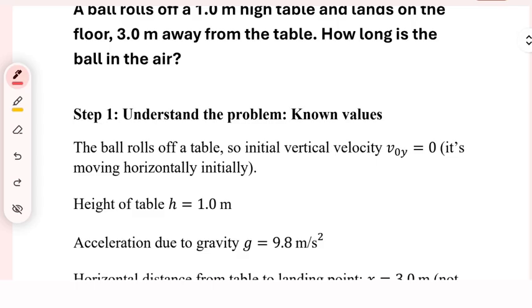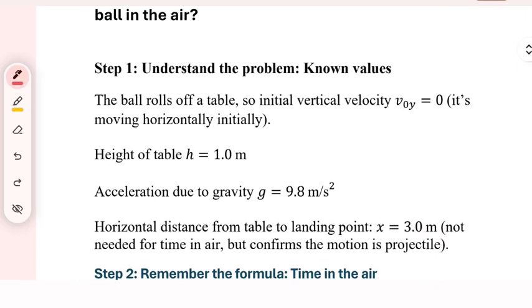So the acceleration due to gravity, we denote it as g, a small g, and this is the constant which I want you to memorize. It's 9.8 meters per second squared. All right, that's the acceleration due to gravity.